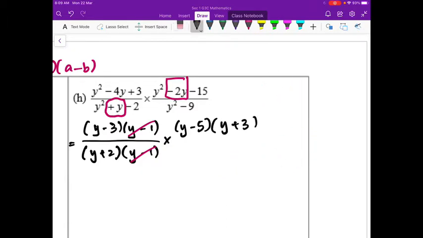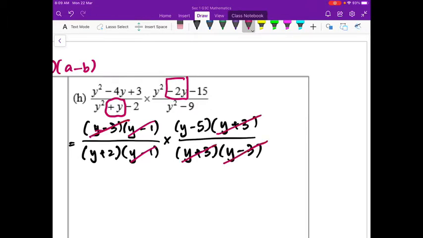Y plus 3. Okay, now in the denominator, y squared minus 9. Recognize that the 9 over there is a perfect square. 9 is written as 3 squared. So we have another case of a squared minus b squared. Y plus 3, y minus 3. And again, I'm happy to see all this because more cancelling to be done. Y plus 3, y plus 3. Any more? Oh, y minus 3, y minus 3. And now it is simplified, way simpler, to give us y minus 5 over y plus 2.